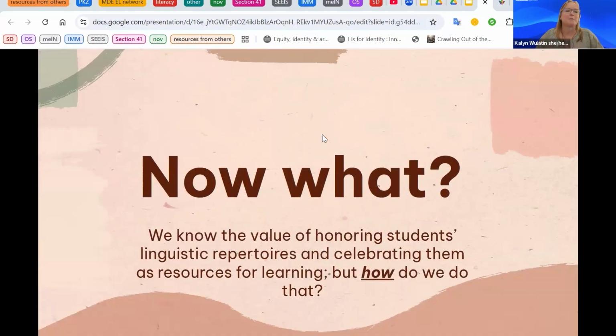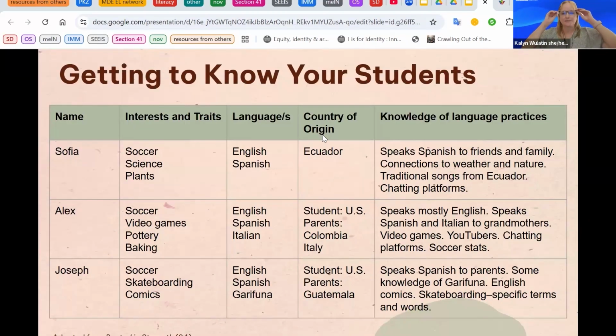So probably you're here because you already value and honor students' languages, their cultures, and their linguistic repertoires, and you wanted to celebrate them. So what are some ideas about how to do that? I've gotten a lot of these resources from many different places, and all of the books are on that Padlet, so I'm going to give a shout out to that again. Any of these things you'd like to delve deeper into are linked, and you can explore on your own as well.